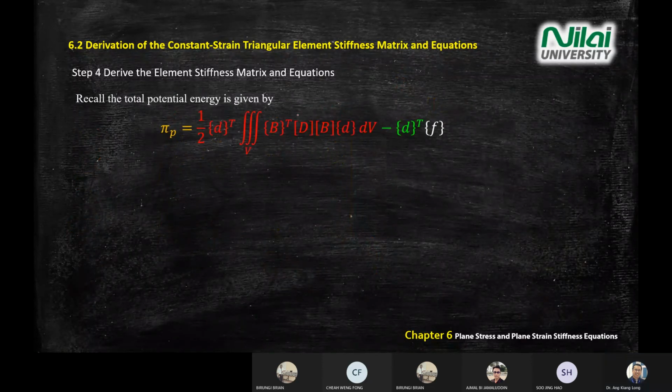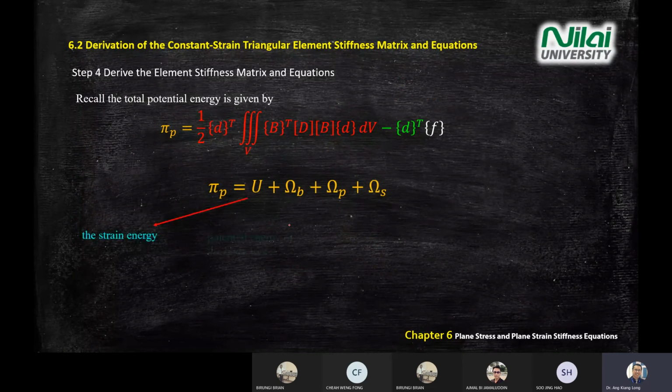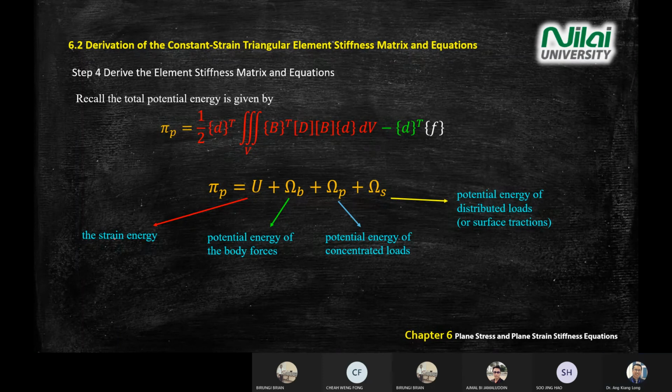Okay, so these are the equations that you saw this morning. Again, for the energy: strain energy, potential energy for body forces, concentrated load, distributed load, and so on. So the red color is the first one, strain energy.